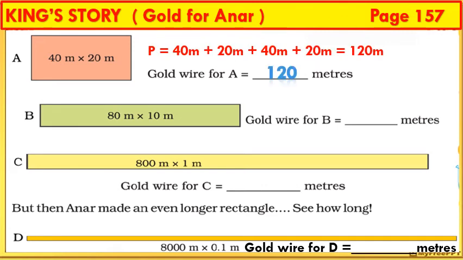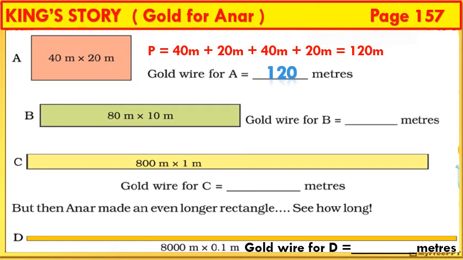Now we will cover second part of the king's story, that is gold for Anar. Now it was Anar's turn to receive the gift. So the king said to Anar, I will give you as much gold wire which can make a boundary for land with area 800 square meters. So Anar also tried to make many shapes having area 800 square meters.